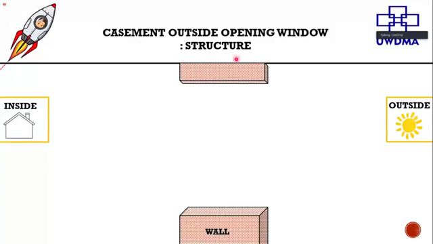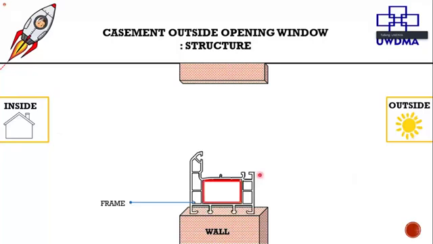Just consider this is a wall. This is the opening where we are going to fix our casement outside opening window. This is the inside, that means this is the house, and this is the exterior, the outside. So this is how we will place our frame. The frame will be placed like this.